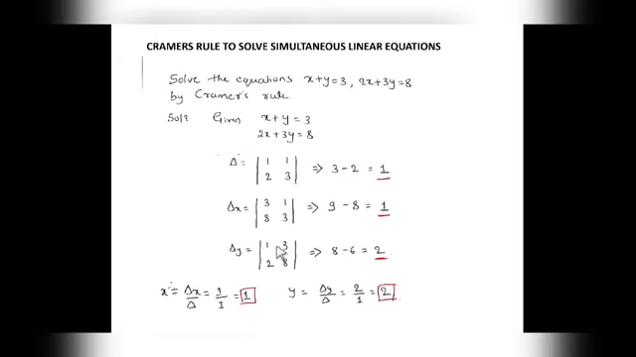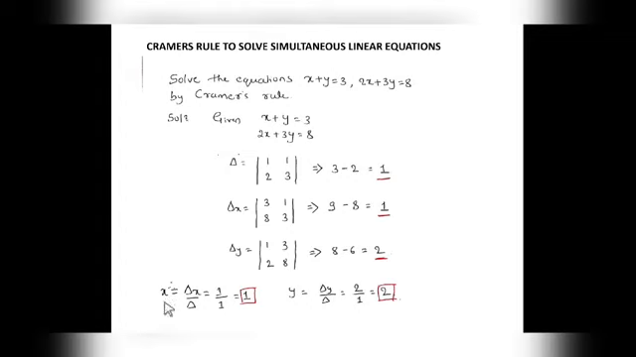Delta y means we should not take the coefficients of y. In the place of coefficients of y, we have to substitute the constants, that is 3 and 8. And we have to take the coefficients of x. 1, 2 I have taken here, and then 3, 8. Now 1 8s are 8 minus 2 3s are 6. 8 minus 6 is 2.